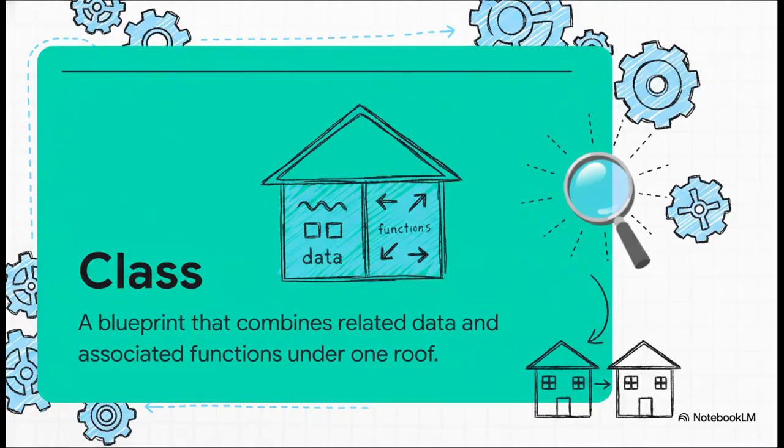So here's the formal definition. A class is a blueprint that you, the programmer, get to design. It's your way of taking all the related information, the data, and all the actions you can perform with that data, the functions, and bundling them all up together under a single tidy name.